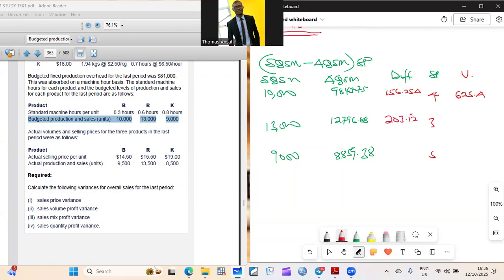$203.12, 609.36. But always total it when you are done, okay? $140.62 multiplied by 5, 703.10. All right, adverse. So when you total, that is how we do it.